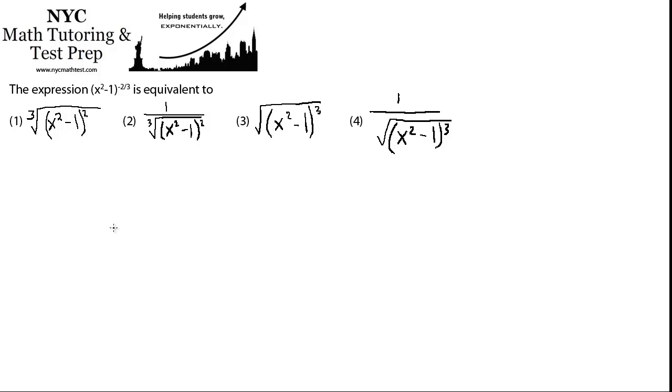The expression (x squared minus 1) raised to the negative 2/3 power is equivalent to which of the following? So in this problem we have a quantity being raised to a power and it's a negative power.